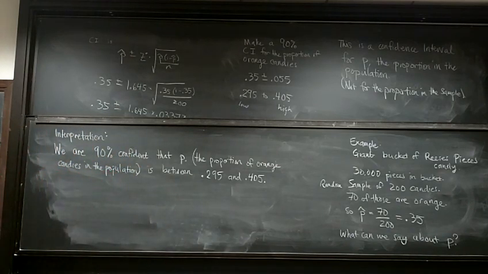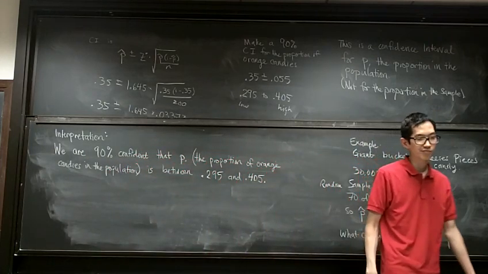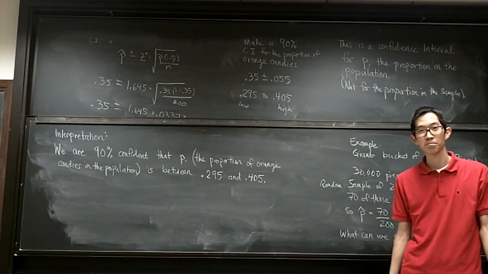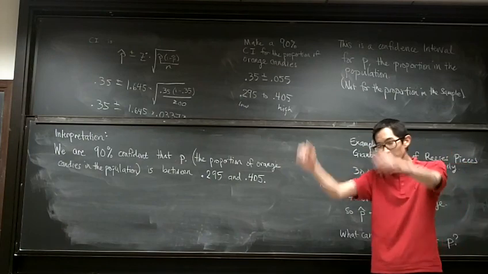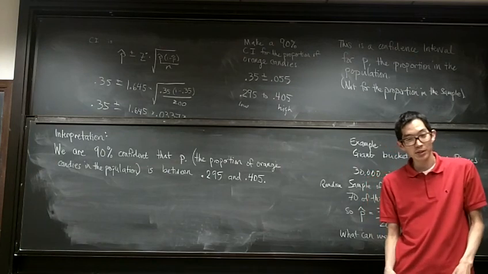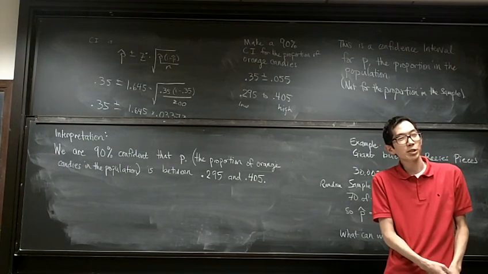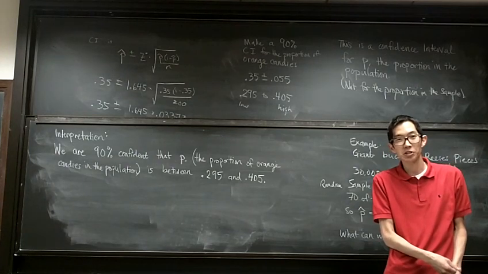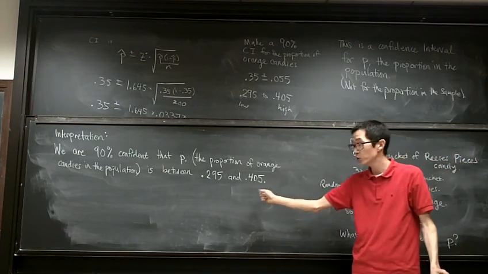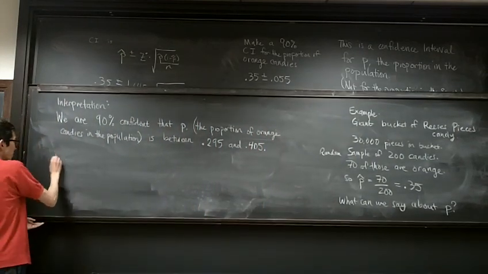Someone says, do you think you have evidence that it's different from 28% orange? So our sample was 35% orange, 200 candies. Someone says, does that make you feel pretty confident that it's not 28% orange? Yeah, because why? 28% is not in between these two numbers, right? So, do we have evidence that the proportion is not 28%?